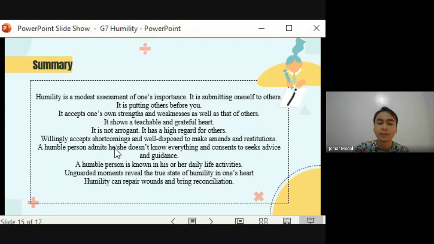Yan. Do you have any more questions, guys? So what we have here for the last slide is the summary of our lesson, the concept and the application of humility. This summary can also be read from our module. So once again, do you have any questions? Grade 7 Sapphire.